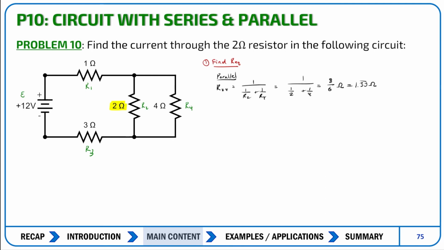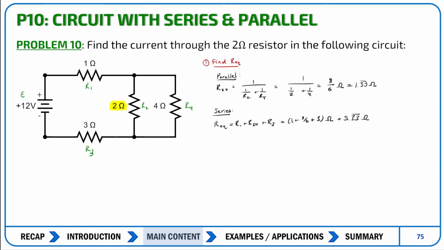Okay, so now we have whatever is in series. R equivalent is equal to R1 plus R24 plus R3, which is equal to 1 plus 8 over 6 plus 3 ohms, which is 5.33 ohms.